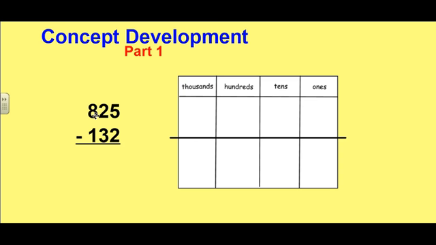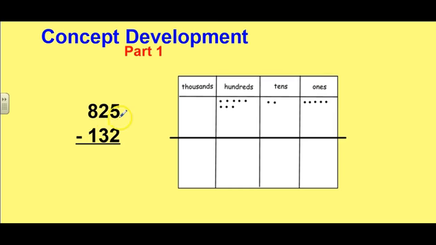Okay, so what we're going to do is we're going to put 825 in our place value chart. So we're going to put 8 hundreds in the hundreds place of the chart. We're going to put 2 tens in the tens place, and then we're going to put 5 ones in the ones place. And so when we are working on the place value chart, you will not have to put the 132 at the bottom because we're not adding these two numbers together. We are taking 132 away from 825. So this is where we start crossing out.